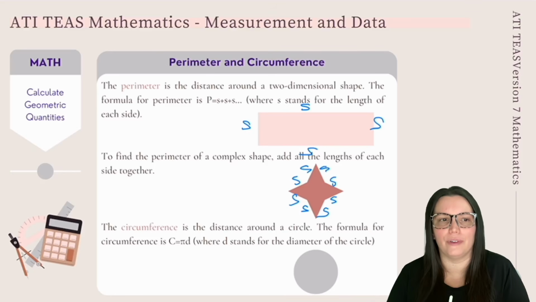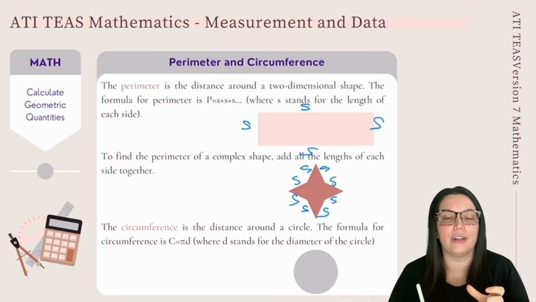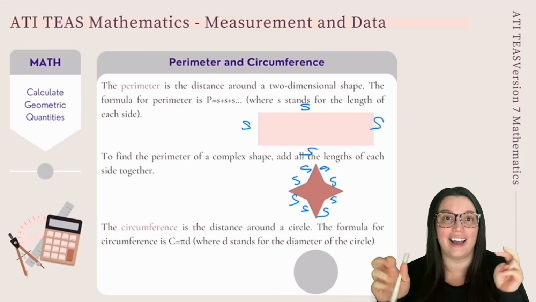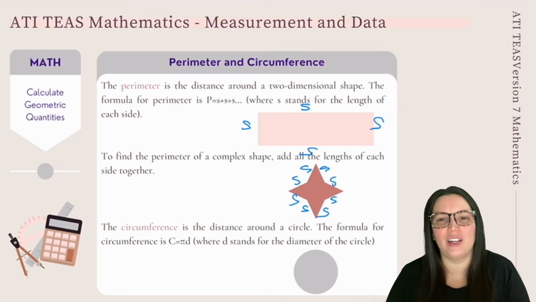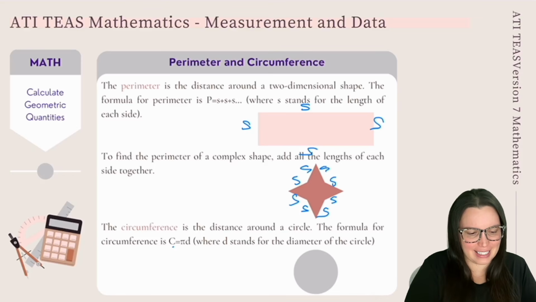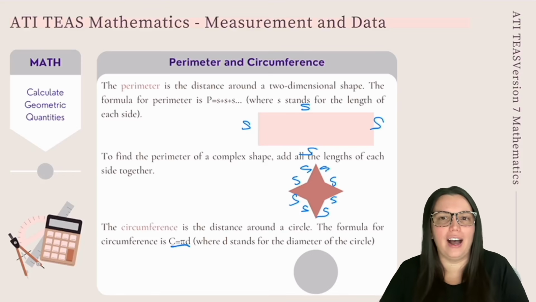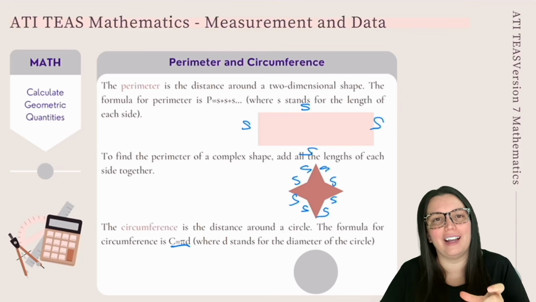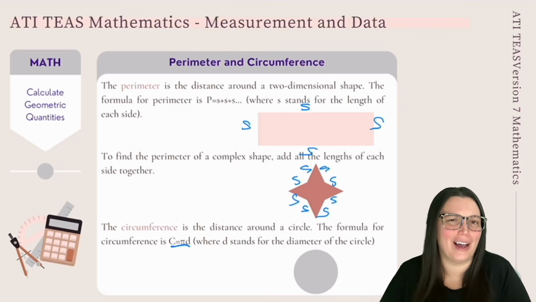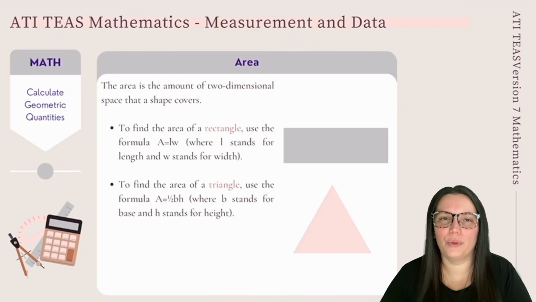Then we have circumference. So that's something that's a little bit different that usually correlates with our circles, right? There's no sides, right? It's just a circle. So the formula for circumference is C is equal to pi times the diameter. So we need to know the diameter of a circle, and we're going to multiply that by pi. And usually pi is 3.14. So perimeter is really easy.